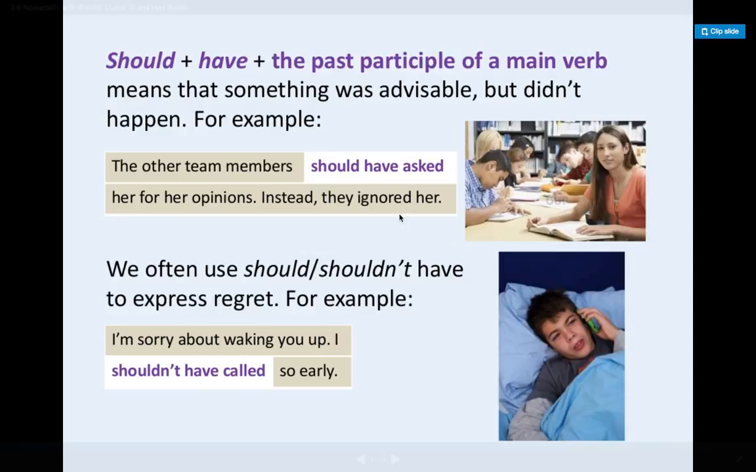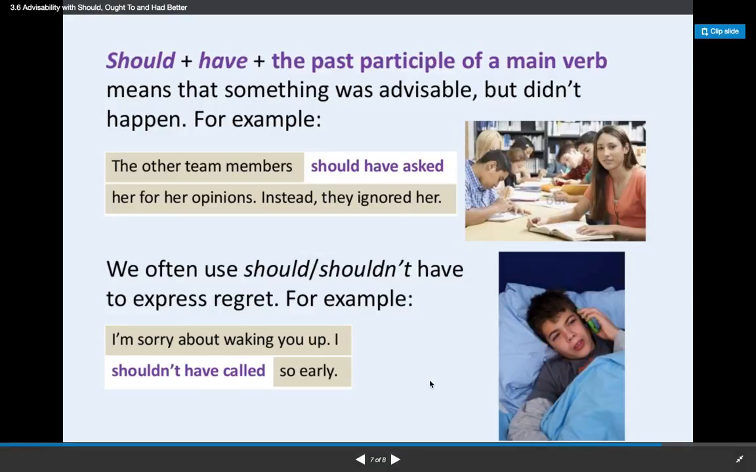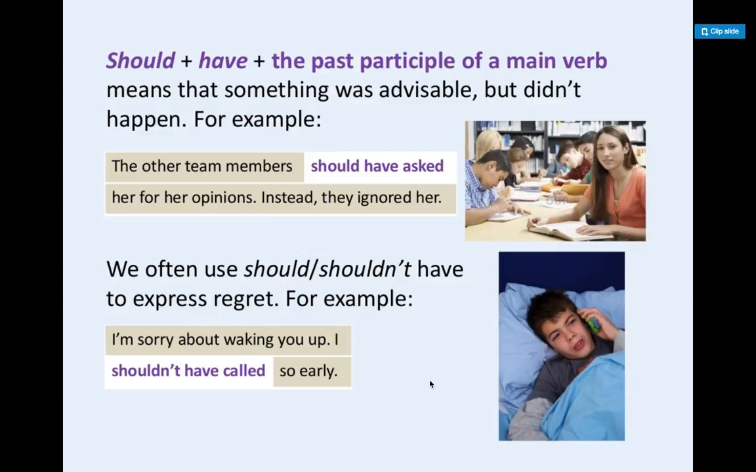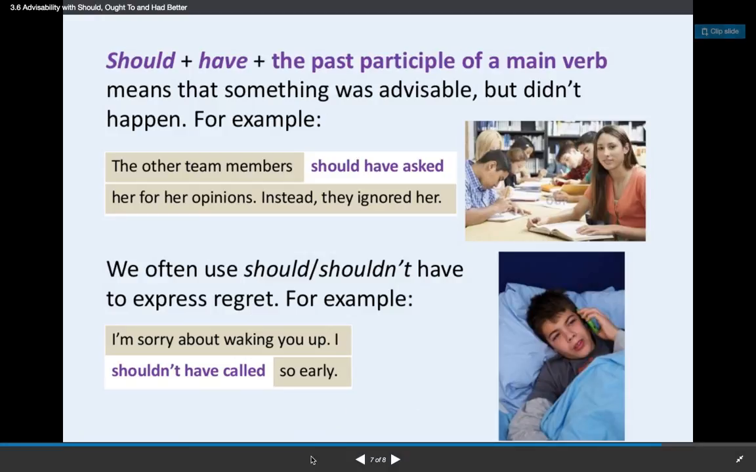Or we often use should and shouldn't have to express regret. For example, I'm sorry about waking you up. I shouldn't have called so early. It was a mistake to call so early. That's what shouldn't have usually means, that some kind of mistake was made.